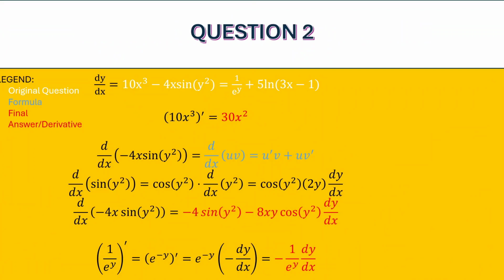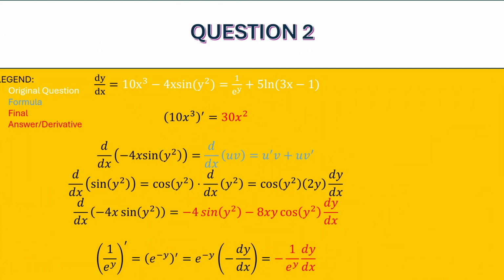So the first function is 10x^3, where we use the power rule to differentiate it, which will get us 30x^2. For -4x sin(y^2), we will use the product rule, where the formula is u prime times v plus u times v prime. And the final derivative will be -4 sin(y^2) - 8xy cos(y^2) dy/dx.